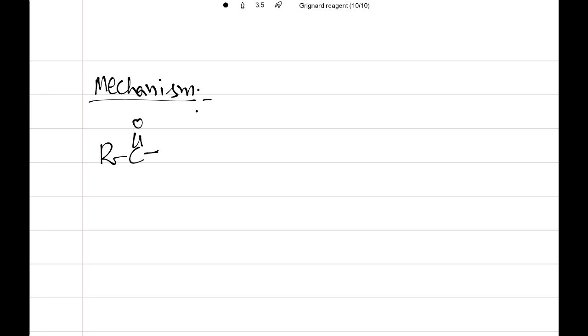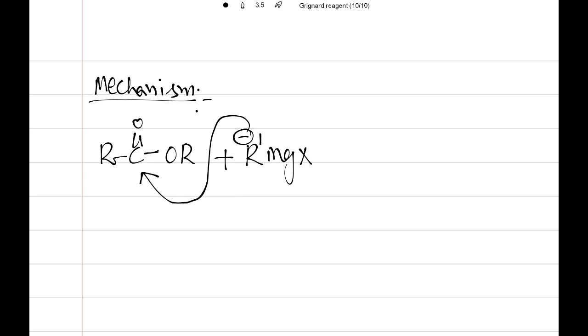Okay, look at this one, I am taking OR, and when this reacts with the Grignard reagent, this is nothing but RMgX. So to differentiate these R groups, I am taking this as R dash. So this R dash has a negative charge. This is attached to the electrophilic carbon, and electrons will shift towards the oxygen here. Now what happens? We can get the R and C, here it is O minus, and here we get the OR, and this is the R dash, and this O minus will get the MgBr.